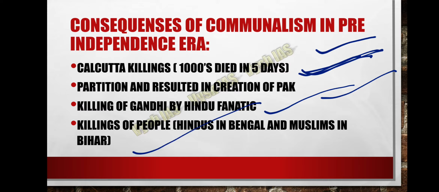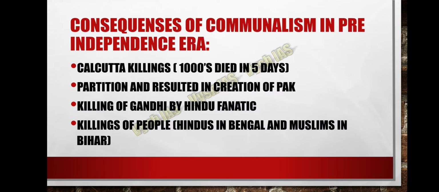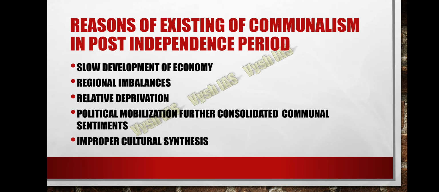So we can see the killings of people, that is Hindus in Bengal and Muslims in Bihar. There are many people who were killed and they were displaced also. Okay, these are the consequences that we have seen because of communalism in pre-independence India.